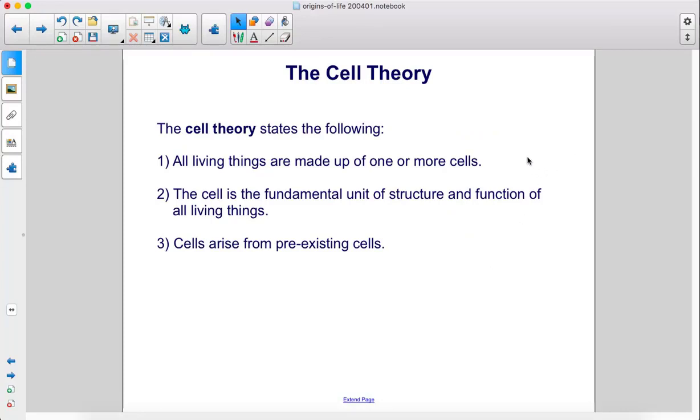The cell theory states the following: All living things are made up of one or more cells. The cell is the fundamental unit of structure and function of all living things, and cells arise from pre-existing cells.